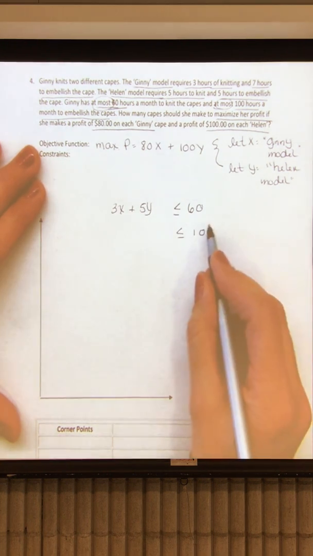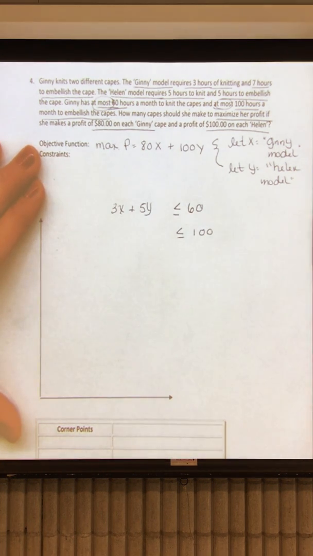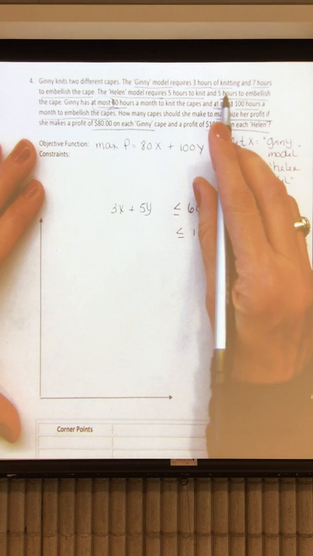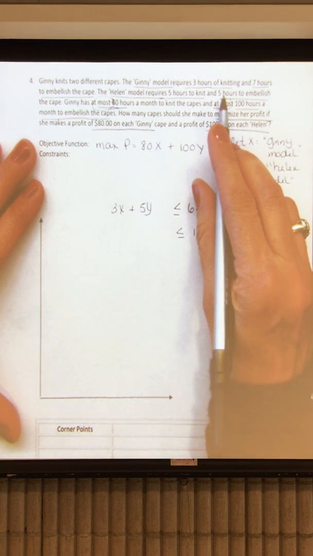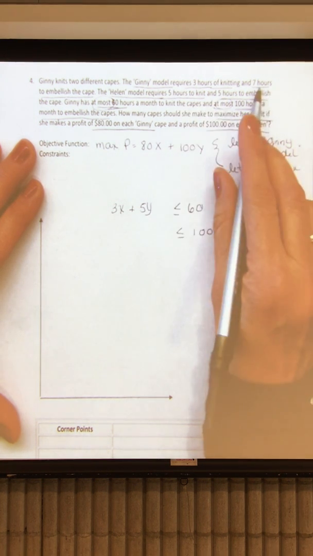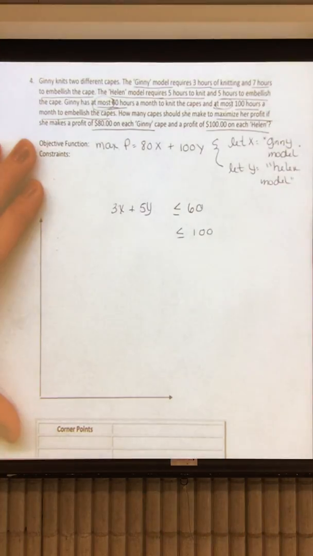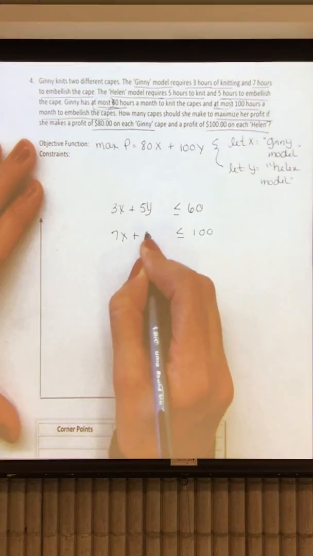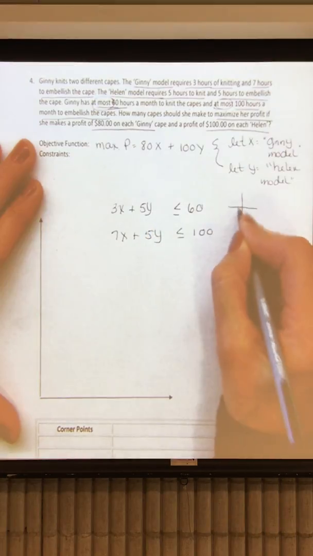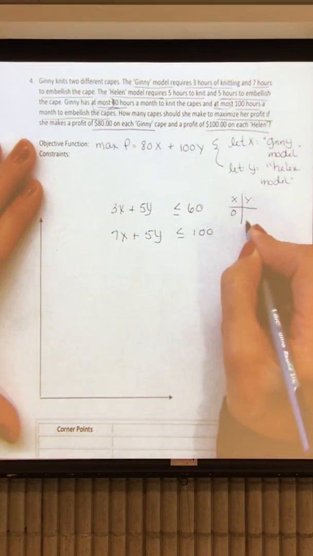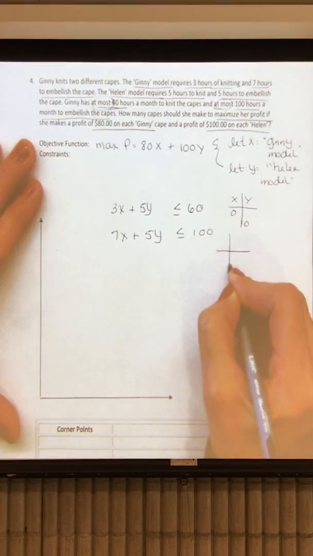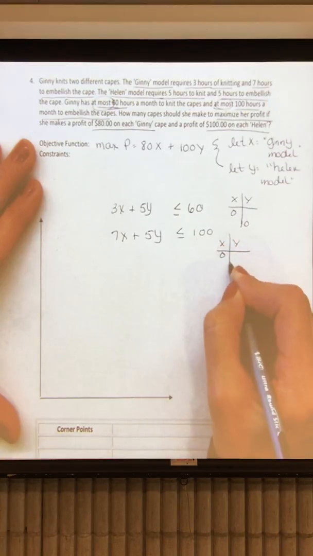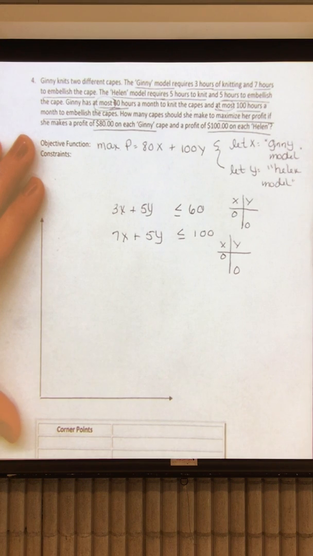And here we have the embellish inequality, and the embellish inequality is 5 hours to embellish the Helen and 7 hours to embellish the Jenny. So we have 7x plus 5y is less than or equal to 100, and these two are our constraints. Now we continue with making a table and graphing the inequality.